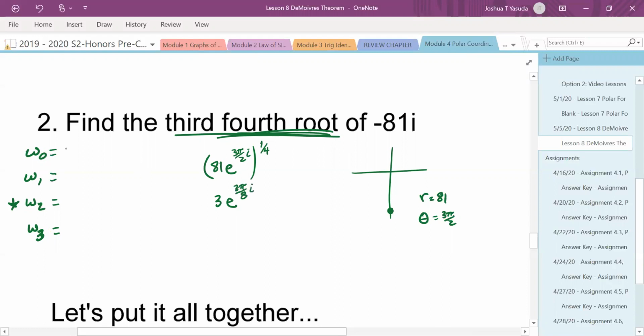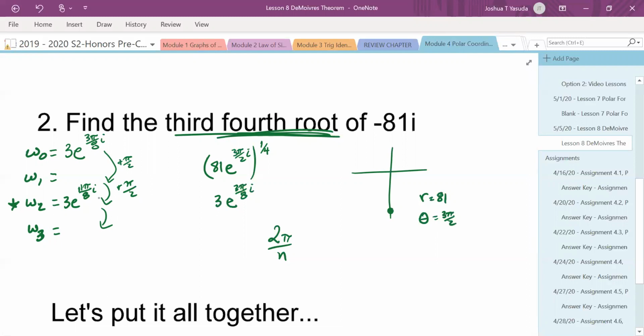So this is the first answer, right? 3 e to the 3 pi over 8 i. Now the question is how could I just get to that? Well, what would you add each time? If you go back and look, I said you had to add 2 pi over n. So if n is 4, 2 pi over 4 would be pi over 2. So plus pi over 2, plus pi over 2 to get this answer. So essentially add pi. So what's that? 8 over 8. So this would be 3 e to the 11 pi over 8 i. And that's it. Found the third one.